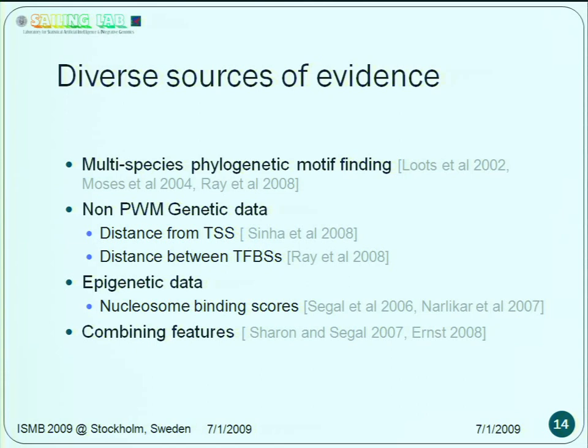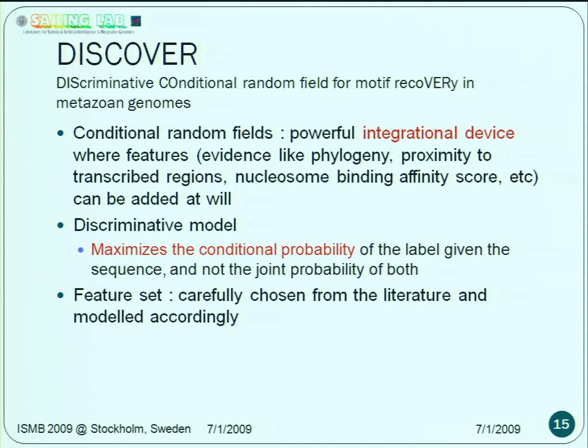The model we propose is to try and combine diverse sources of evidence very neatly into one framework. And we use a very powerful statistical integrational device called conditional random fields. So what is the advantage of this method? How is this better than other methods in the field out there?